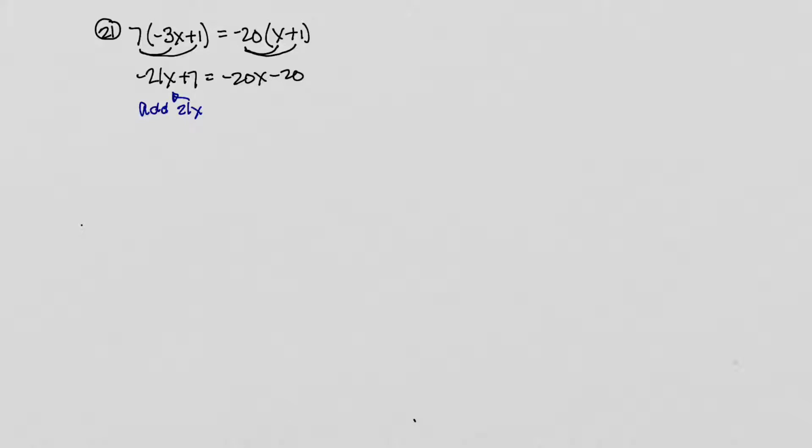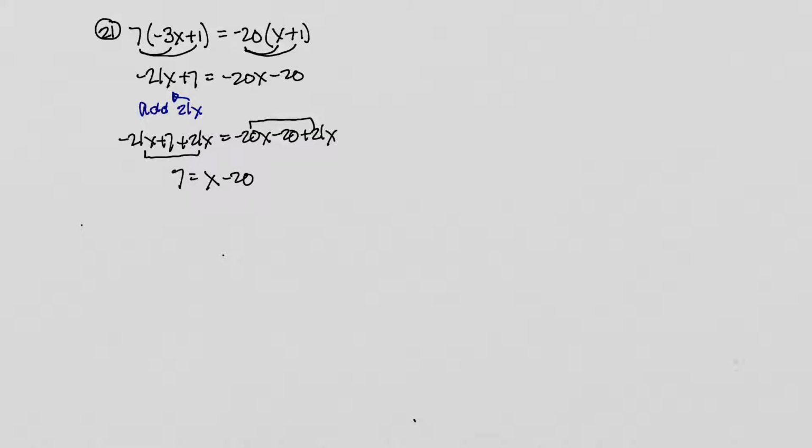Let's write it this time. So we'll get negative 21x plus 7. Now I'm going to add 21x equals negative 20x minus 20, and then I'm going to add that 21x. So negative 21x plus 21x, no more x's. We're left with that 7 equals, now negative 20 plus 21 leaves us with a 1. So we've got 1x. I'll just write x minus 20.